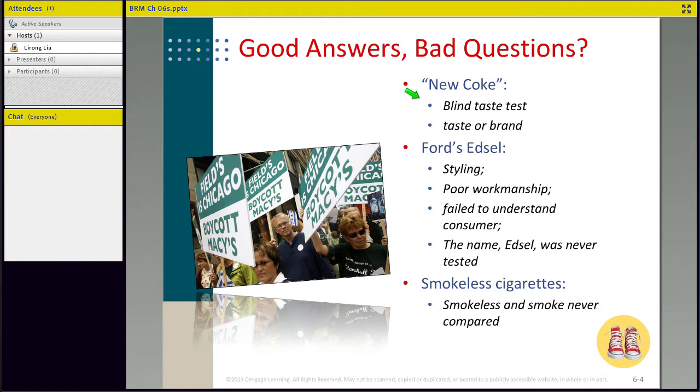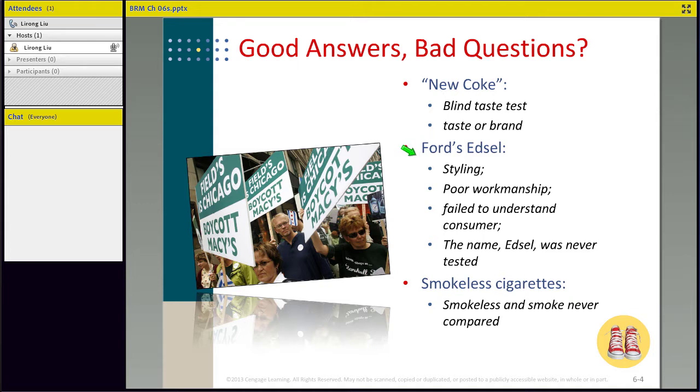But they forget that drinking Coke is also something psychological, right? You take away the old Coke, you lose your customers because they are loyal to the brand, they're loyal to the old Coke, including the taste, the image, the brand, and the psychological feeling of drinking Coke. So that's one situation where the focus is really, are you trying to test taste or are you trying to test brand? The other example is Ford Edsel.